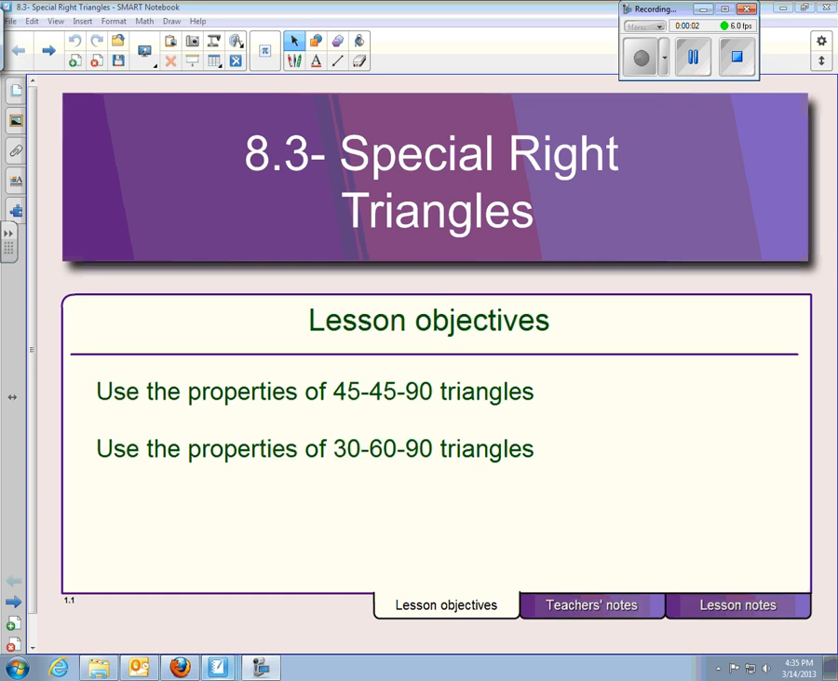Class, today we are going to talk about 8.3, which is special right triangles. Chapter 8 is all about right triangles. That's what the whole chapter is about. But we have some specific triangles that we're going to be talking about here for 8.3.